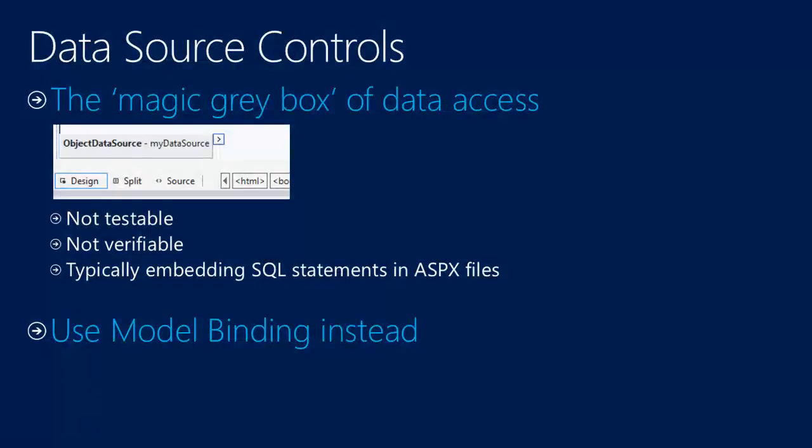Data source controls, right? I mentioned this earlier, the magic gray box. You have the designer and you drag and you have this thing that appears and it's not showing you anything. In the designer, where it was supposed to be valuable because you put it on the design surface, it's not testable. You can't unit test this thing. It's just sitting there in markup. You can't verify that it's actually accessing your data source properly. You can't reuse it. It's on the ASPX page.